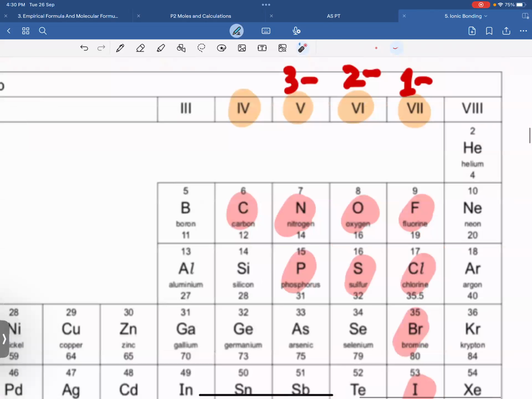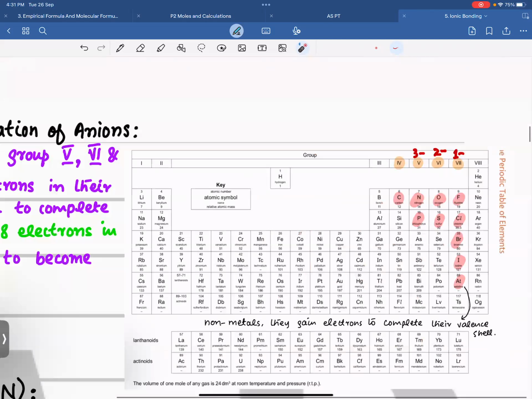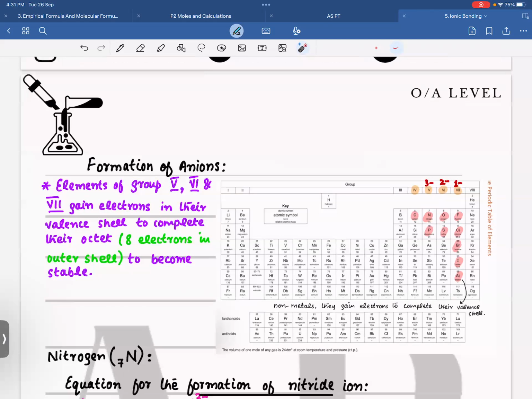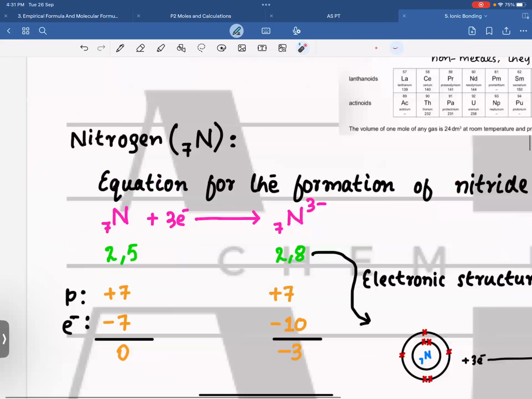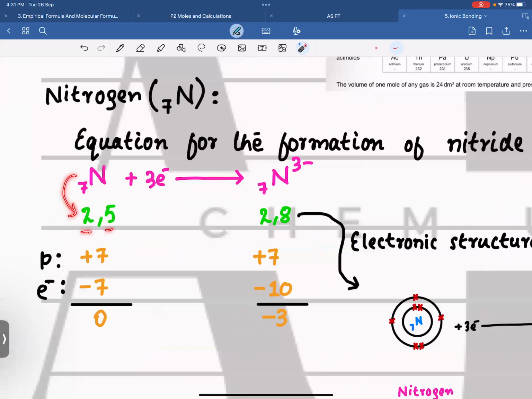If we see over here, nitrogen's electronic configuration is going to be 2,5. It means in its valence shell, how many electrons are there? 5. So it needs 3 electrons. That's why it is gaining 3 electrons. And when it gains 3 electrons, its electronic configuration becomes 2,8.